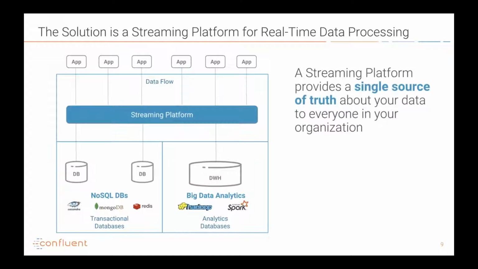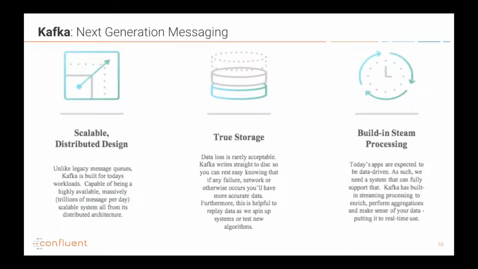So a streaming platform sits at the center of the organization. It allows for applications, databases, analytics tools, and other systems to be decoupled from one another, but still communicate and share data through a single source of truth, in this case, the streaming platform. And we see Kafka as the base for the stream platform.